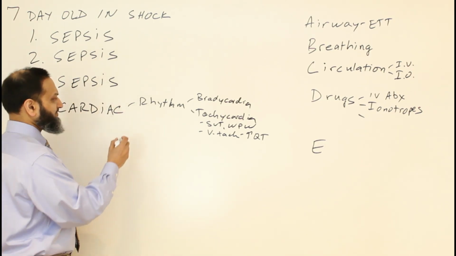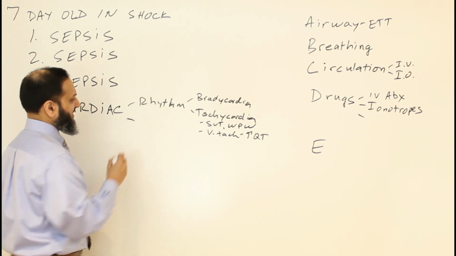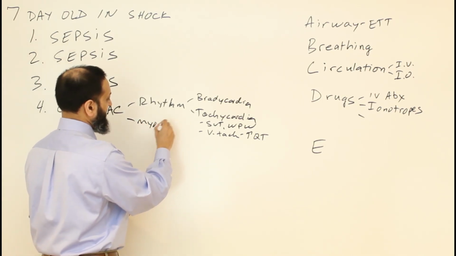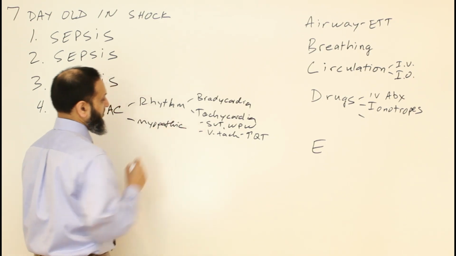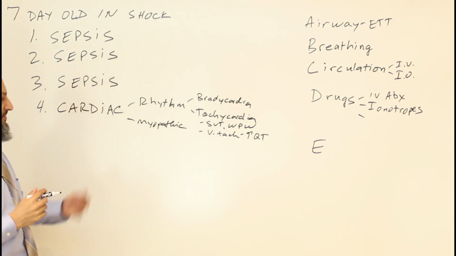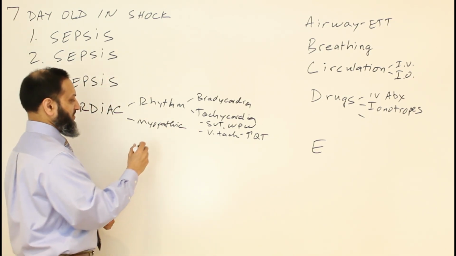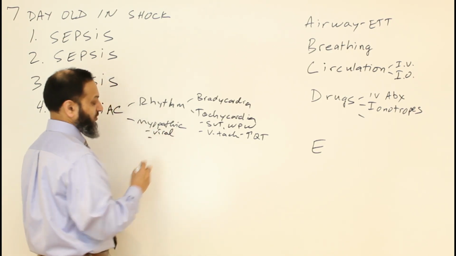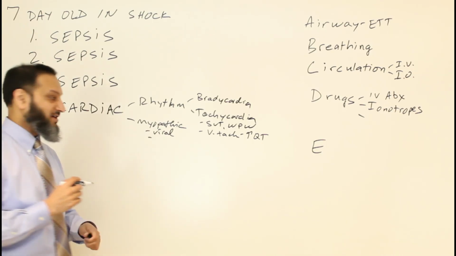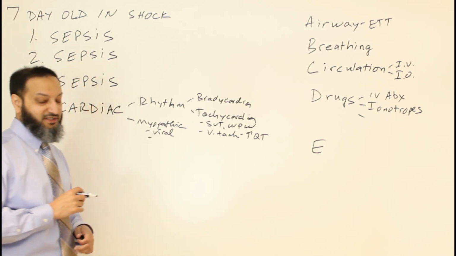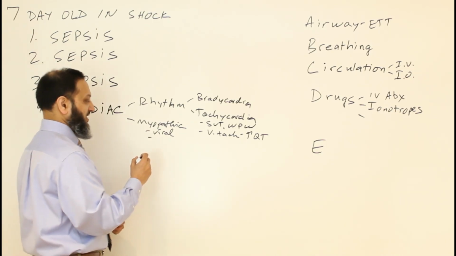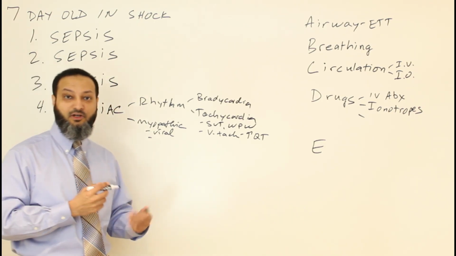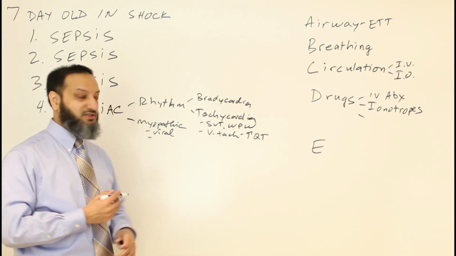Other cardiac causes could be related to myopathic issues, where you have cardiac muscle issues, and this could be related to viral myocarditis or cardiomyopathy, but it also could be related to different genetic causes like glycogen storage disease, especially Pompe's disease, glycogen storage disease type 2, or other things like carnitine deficiency.